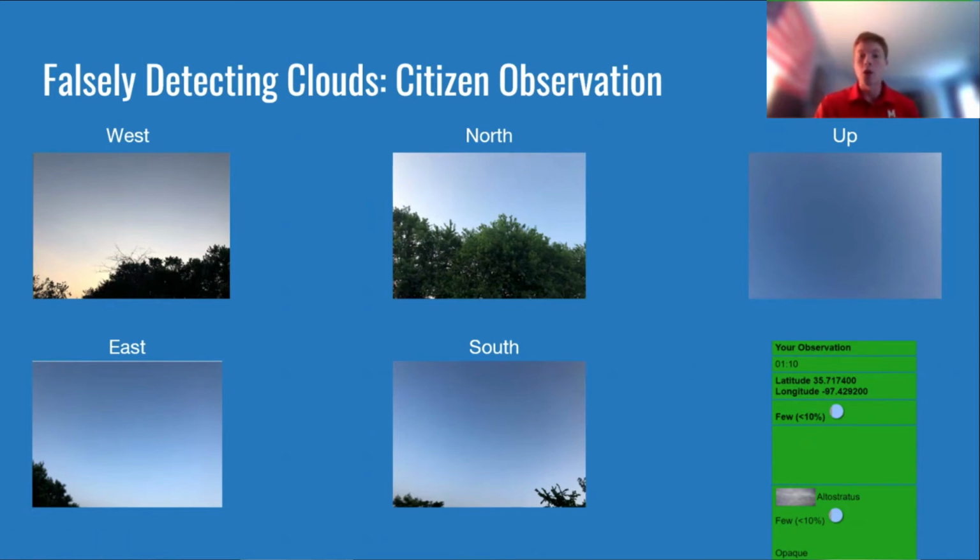And they also reported altostratus clouds. I would say that's fairly accurate with the photos we're seeing. Of course, we don't have a full panoramic or 360-degree view of the sky, but this is fairly close, and you can see some blue in the sky. So I would say they're within a certain degree of accuracy.